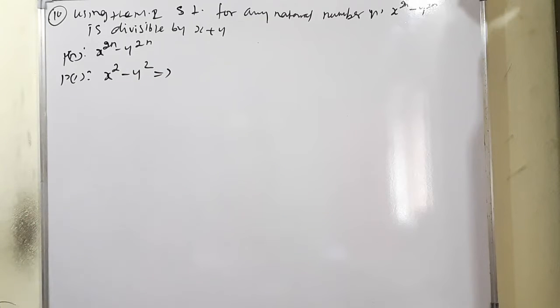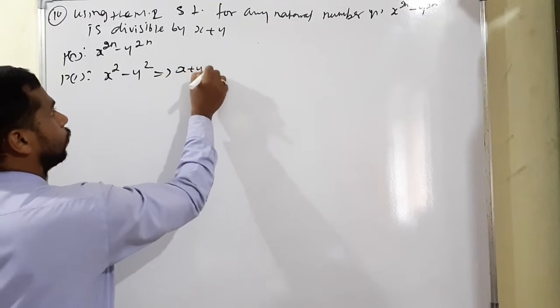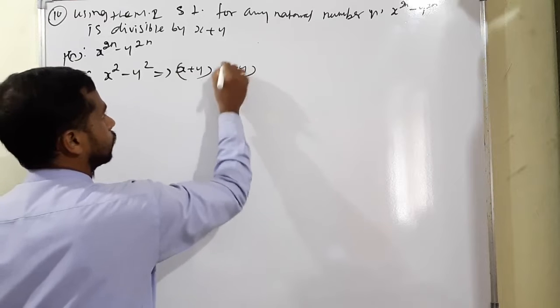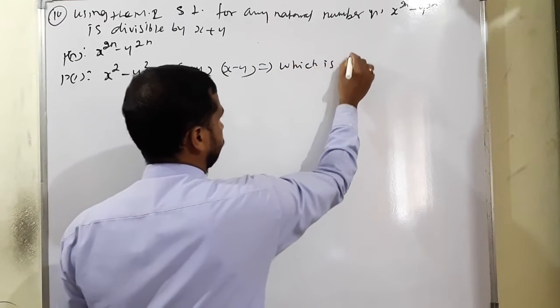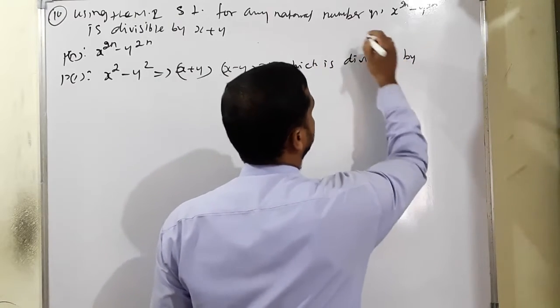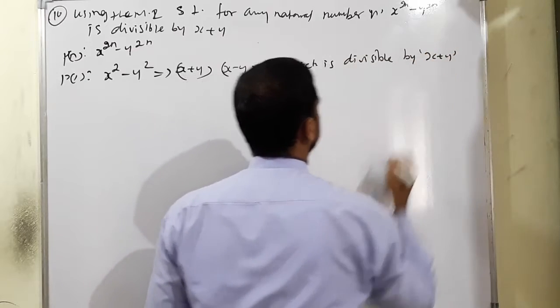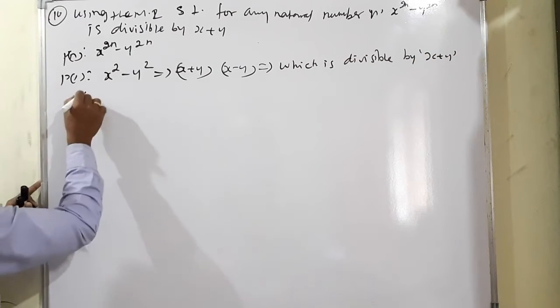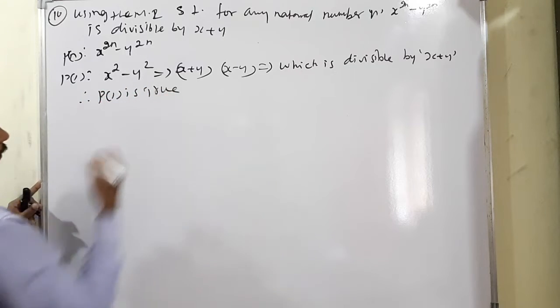Now a squared minus b squared means (a + b) into (a - b). So we can write it as (x + y) into (x - y). So therefore we can say which is divisible by the condition x plus y. Therefore P of 1 is true.